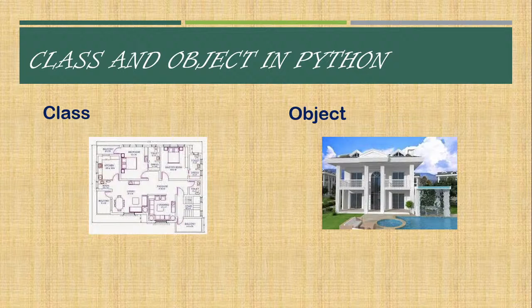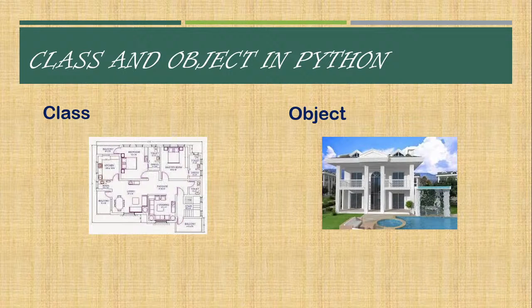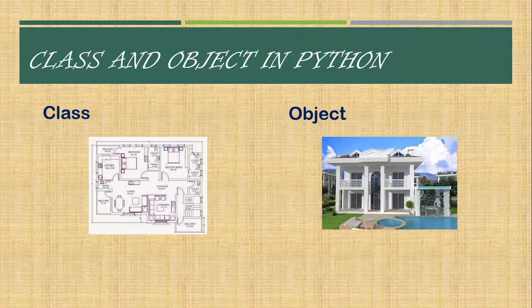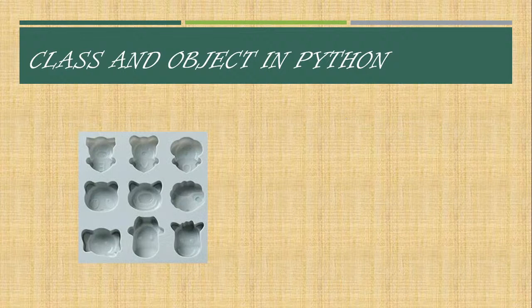The main thing is that when the building comes into existence, that is basically an object, and the class is just the blueprint. So the object is the physical existence of the blueprint which we had prepared, that is the class, and the class was just the sketch or the blueprint. So a class is a blueprint of an object.